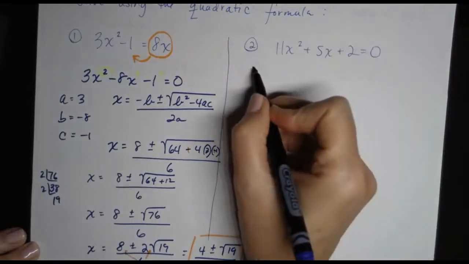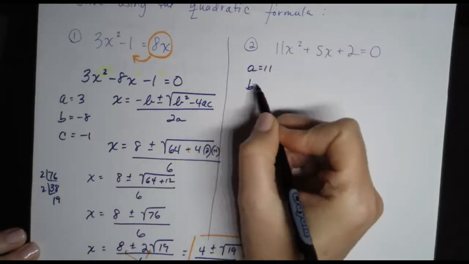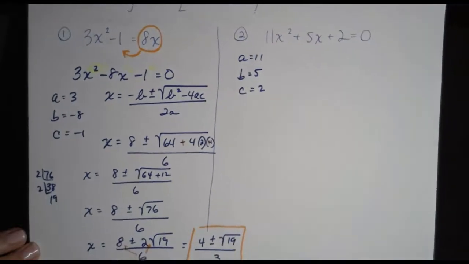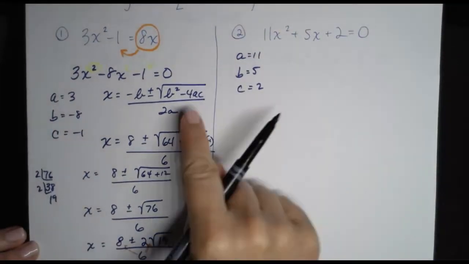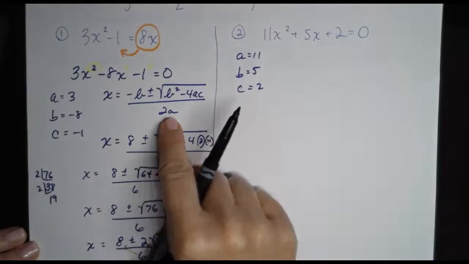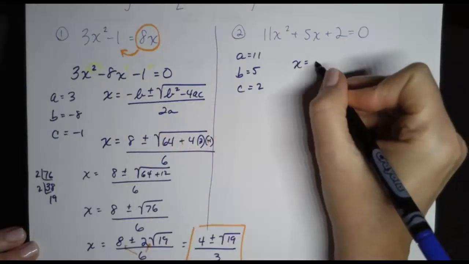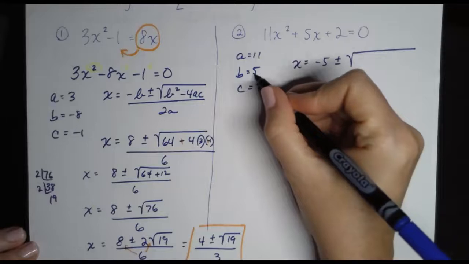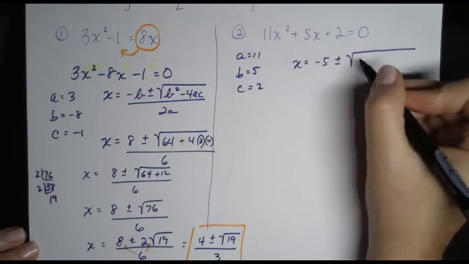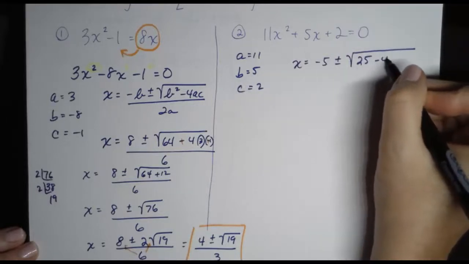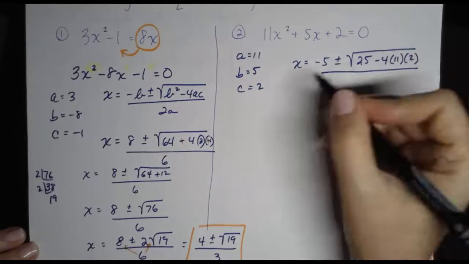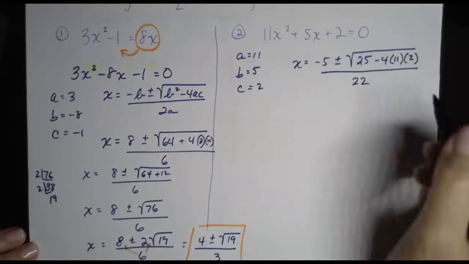It's in descending order. A equals 11, B equals 5, and C equals 2. So we've got it set up. Let's substitute it into the quadratic formula, which we have written right here. X equals negative 5 plus or minus the square root of b squared. Remember, just go ahead and square it. It's 25 minus 4 times 11 times 2, all over 2 times a, which of course is 22.